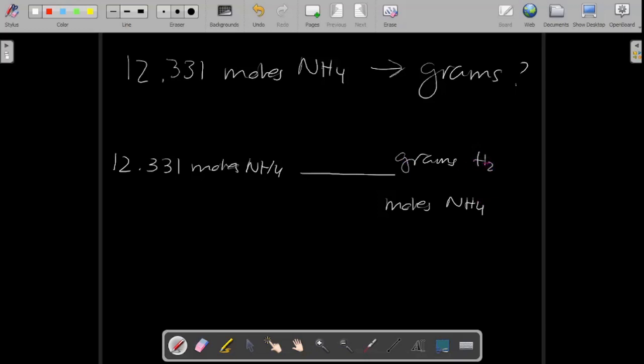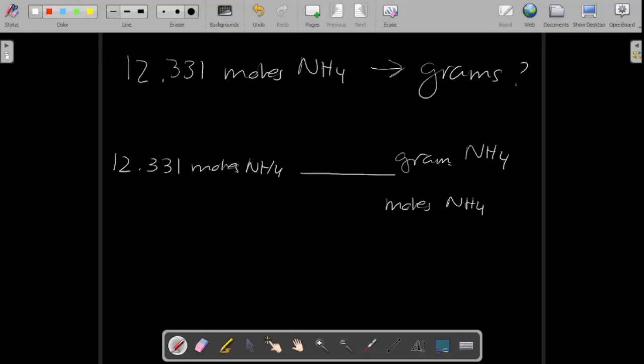of ammonia. Okay, there you go. Grams of ammonia. That's what I want. But I need a conversion factor right here for this to work. I know that I can find how many grams are in 1 mole. If I have a molecule, I always can find how many grams are in 1 mole of that substance. So how do I do that?